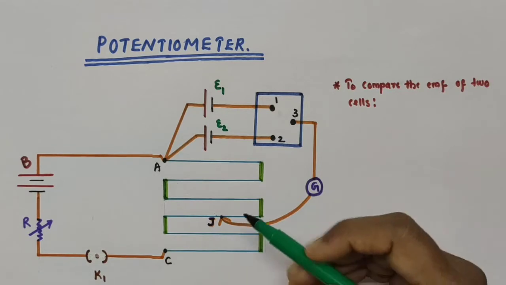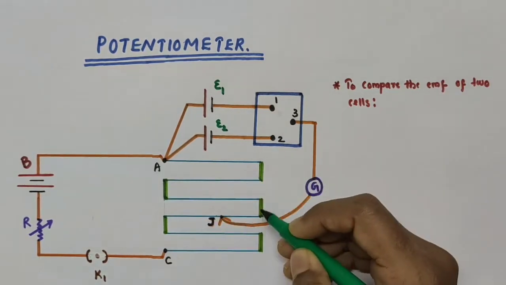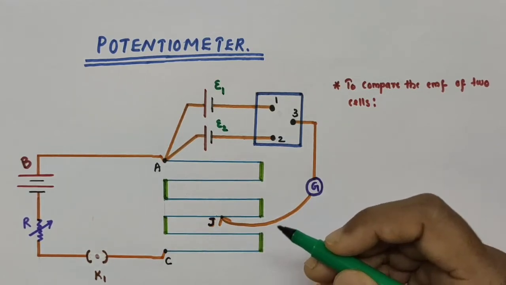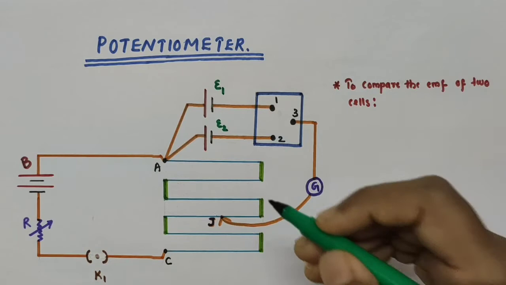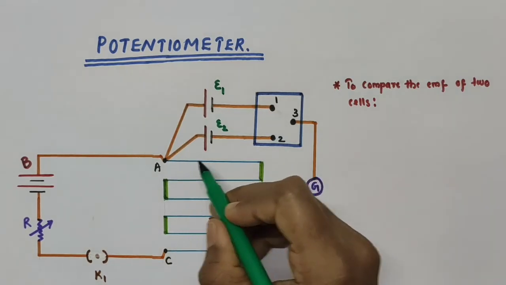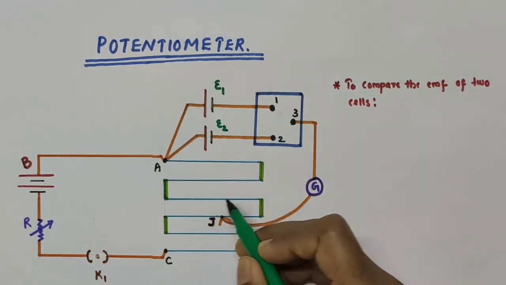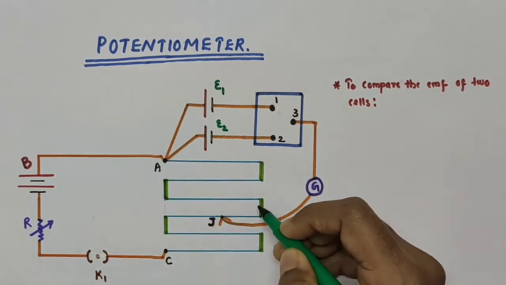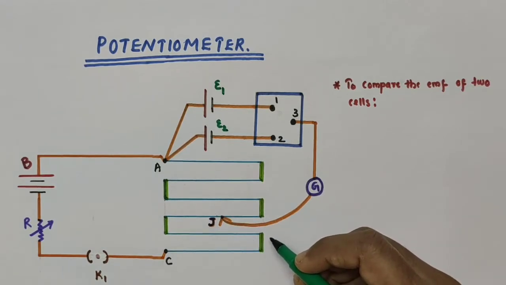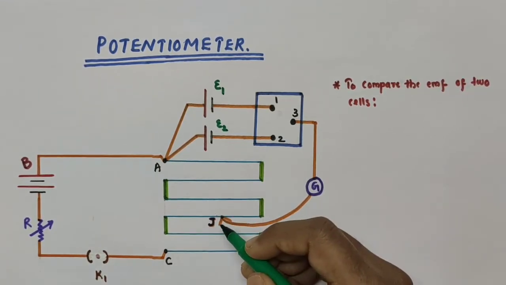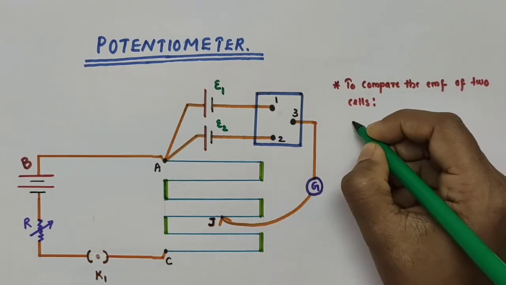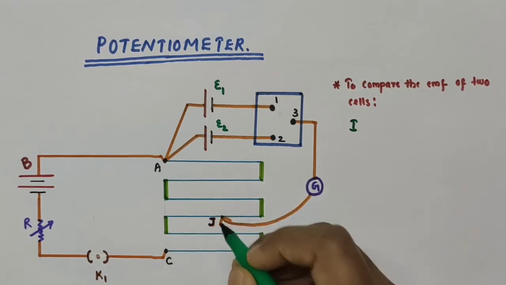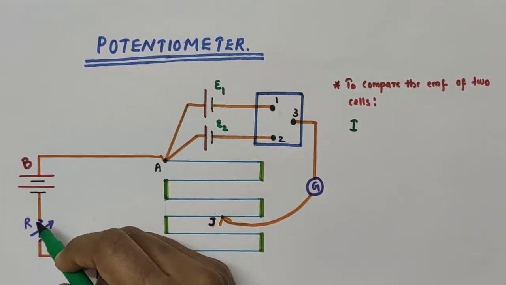Now the small vertical portions, these green colored ones, are the thick metal strips connecting the various sections of the wire. This is one section of the wire, this is another piece of wire, this is another piece of wire. All these pieces are connected by using these thick metal strips. Now let the current I flow through this wire; that can be varied by using a variable rheostat R.